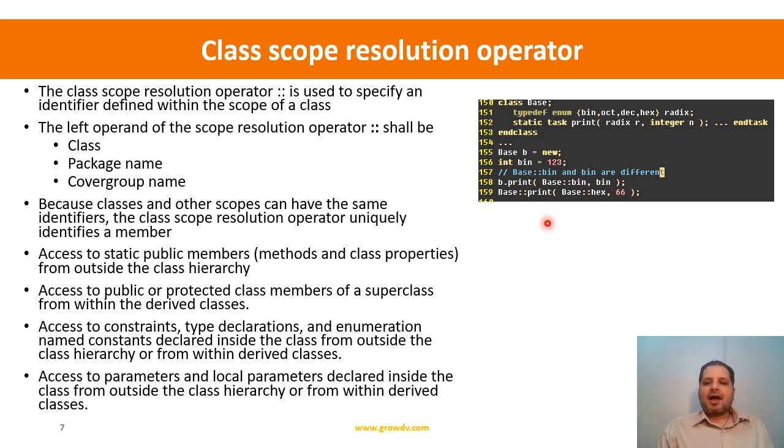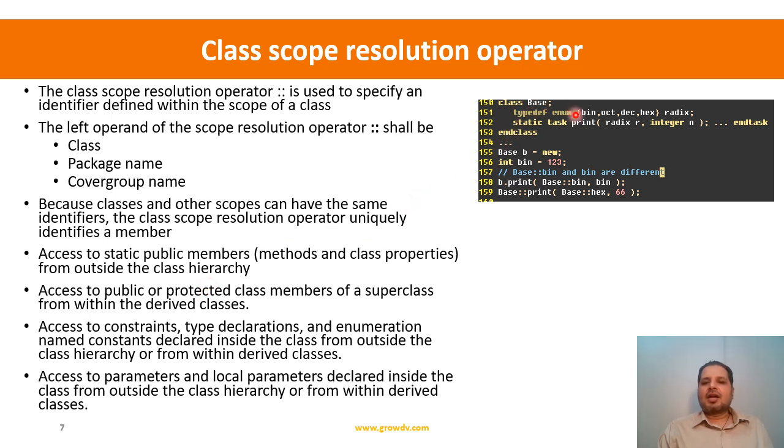That is, if I have declared something within a task, and let's say I have declared something at the class level as well, and I want to distinguish between them, I could say that particular class name colon colon that particular variable name to make the scope clearer. So for that also you can use the scope resolution operator. But the main use case that I have seen for the scope resolution operator is to access the public static members from outside the class hierarchy. This is the main use case.